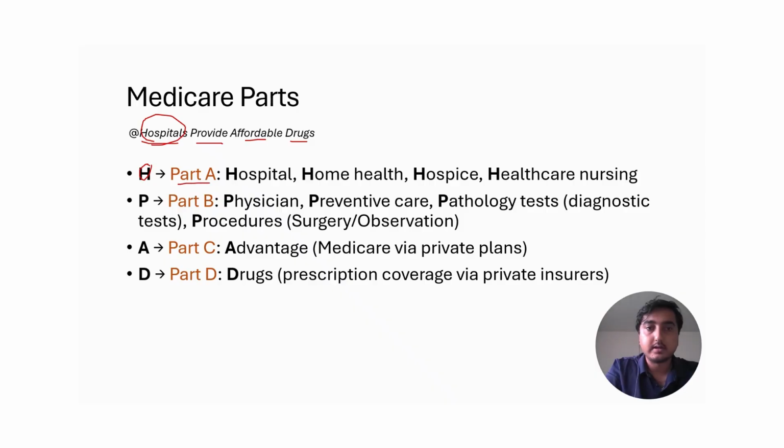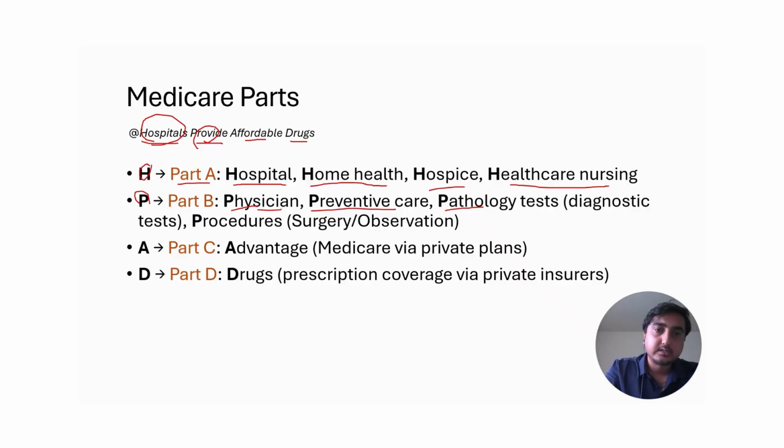All right. So Part A is for the hospital services, in-hospital services, home health, hospice, and healthcare nursing. The second part, Medicare Part B, starts with a P, so it includes physician services, the outpatient services, preventive care services, pathology tests like diagnostic tests, and procedures, which include surgery and observation.